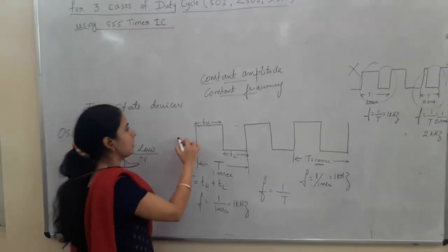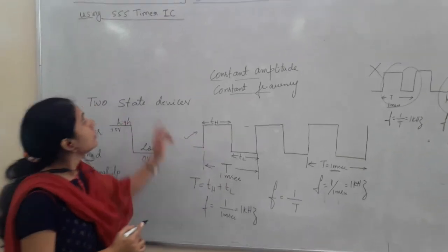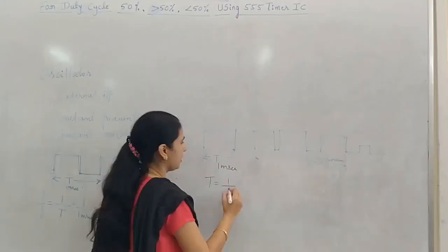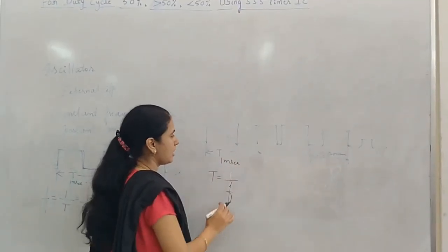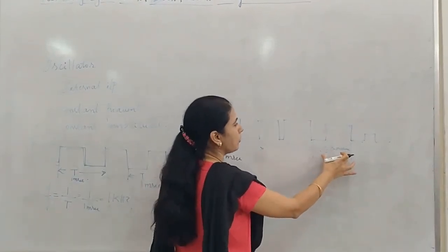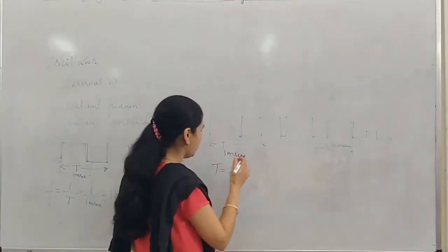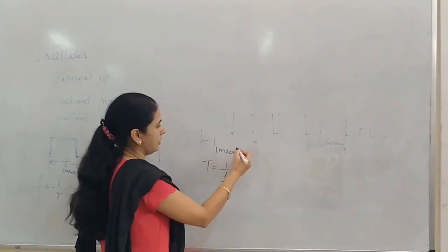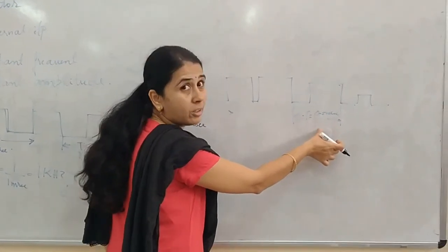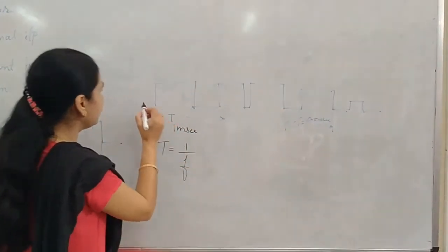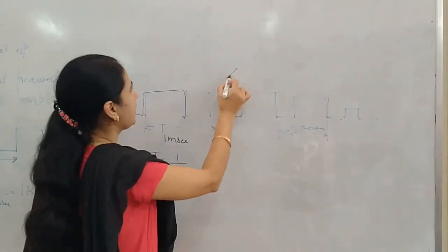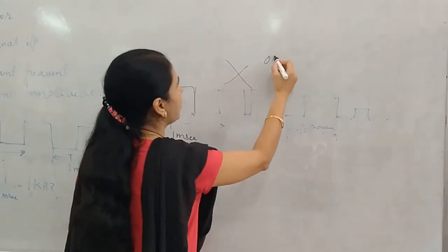We will generate this type of oscillation by an astable multivibrator. Here the frequency differs, since T is different: T is 1 millisecond for this cycle and T is 0.5 millisecond for this cycle. T is 1 by F. The frequency will be 1 kilohertz for this cycle. The frequency may not be 1 kilohertz for this cycle. Hence, this type of waveform is not called a sustained oscillation. So, this type of oscillation will not be produced by an oscillator.